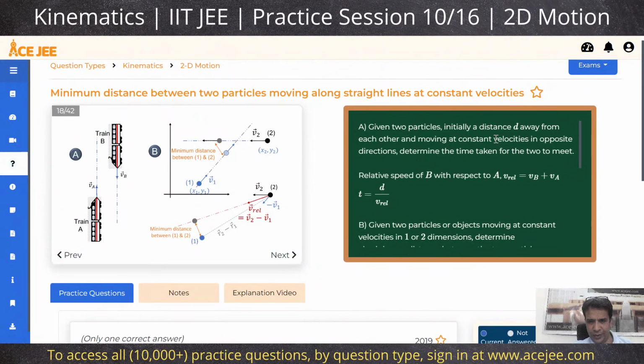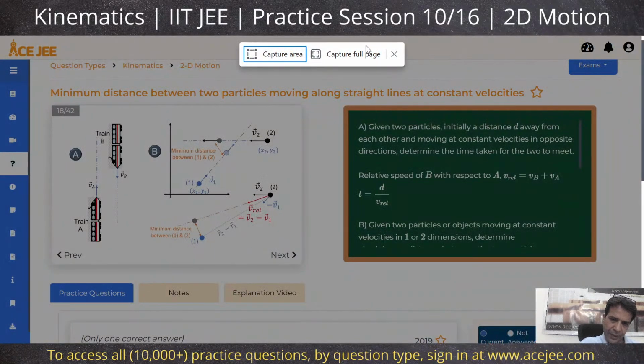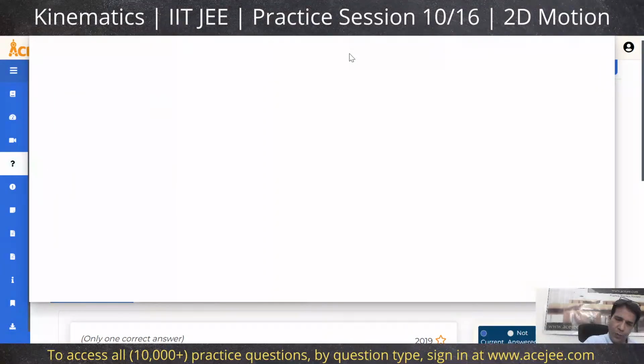So let me read through the green box here. It says, in scenario A, given two particles initially a distance d away from each other and moving at constant velocities in opposite directions, determine the time taken for the two to meet. Assume that there is not much of a distance between their paths, so assume that they are almost head on. So A is the one-dimensional scenario. The second one is the two-dimensional scenario.